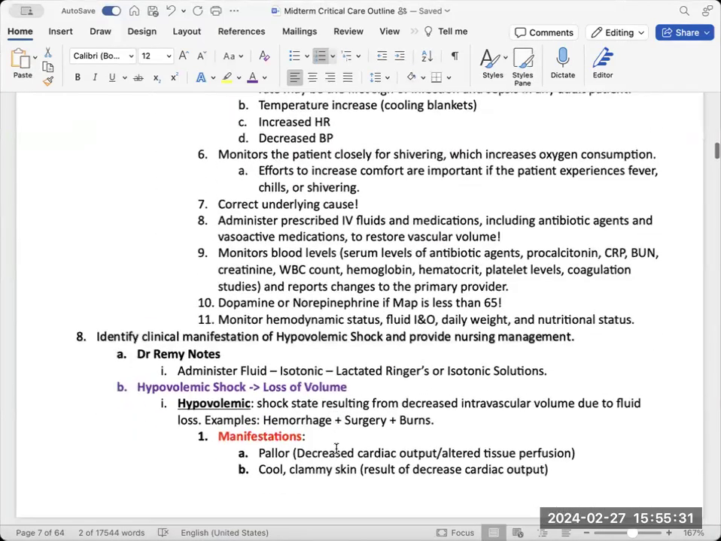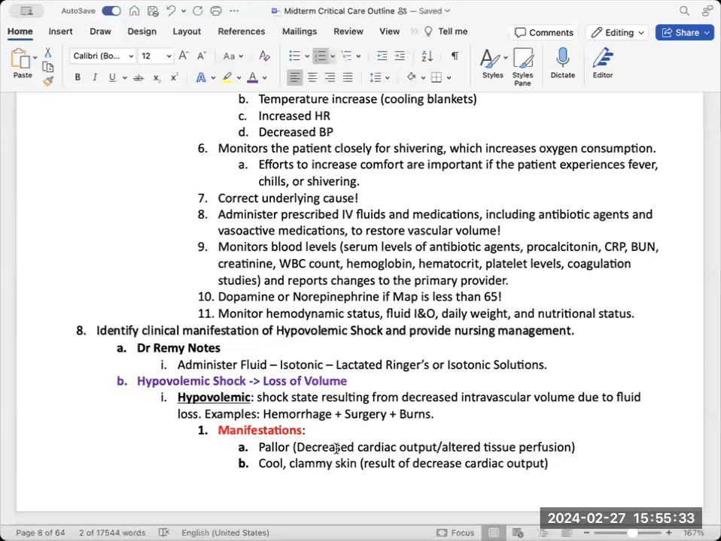And lastly, always rule of thumb, you could always pick monitor hemodynamic status, right? Look at daily weight, nutritional status, all of those things, right? And we talked about a bunch of other things that we could do in addition to that, right?